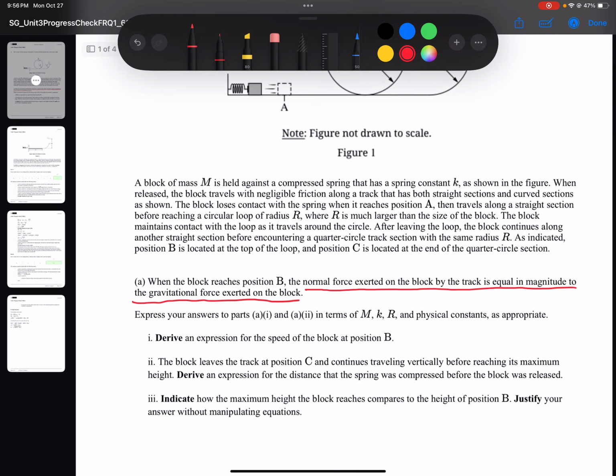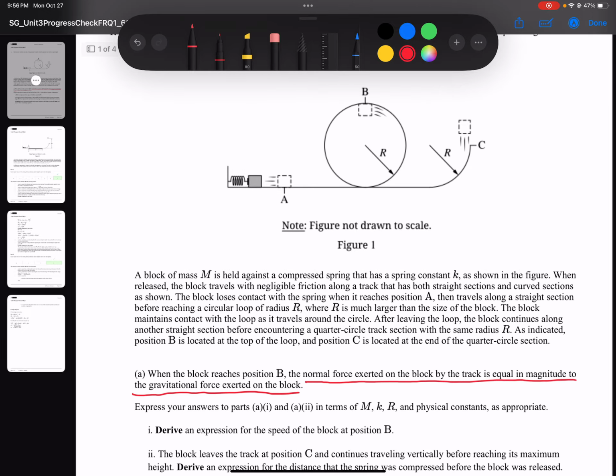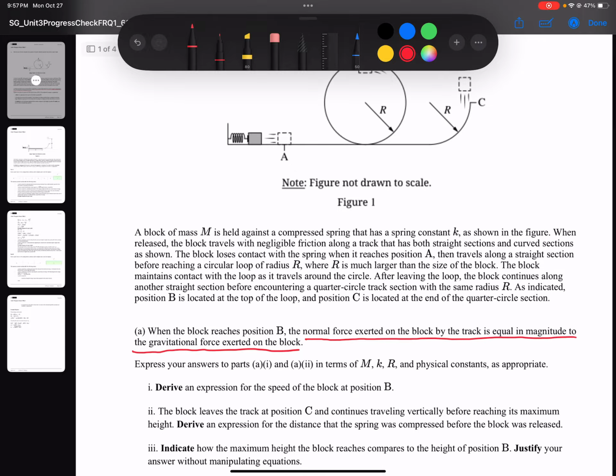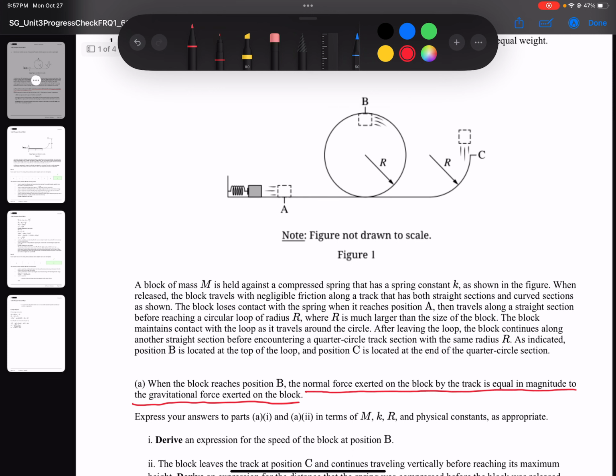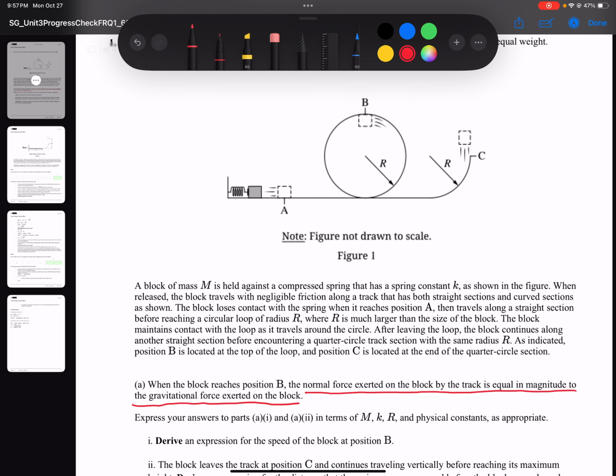So for part A, it says when the block reaches position B, the normal force exerted on the block by the track is equal in magnitude to the gravitational force. That is a critical piece of information that you need in order to solve for part 1 of part A. So we have to derive an expression for the speed of the block at position B, using m, k, r, and physical constants as appropriate.